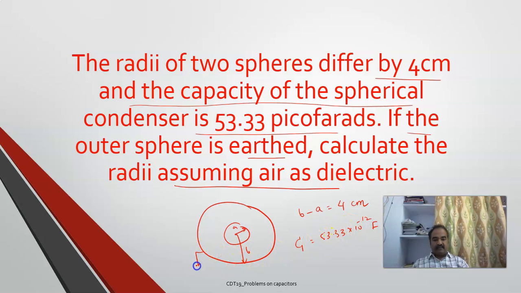Outer sphere is earthed. What they want? Radii, assuming air as dielectric. So the medium is air with epsilon r equal to 1. Right. So what you are supposed to find out? Radii A and B you are supposed to find out.